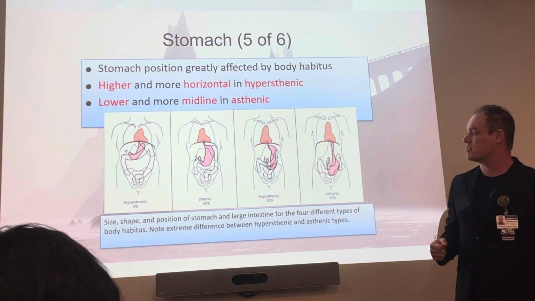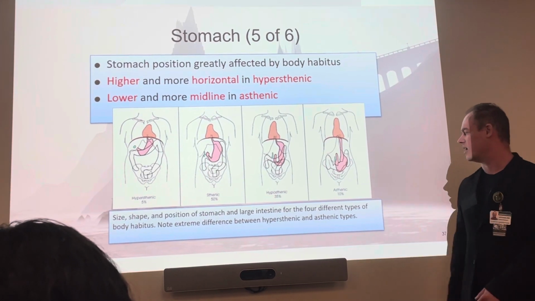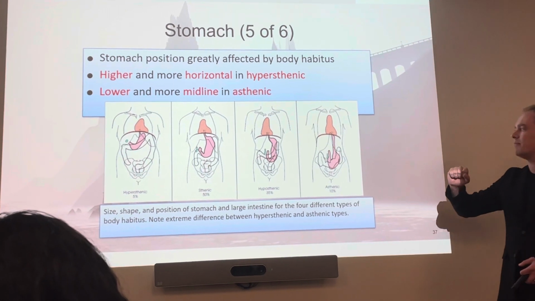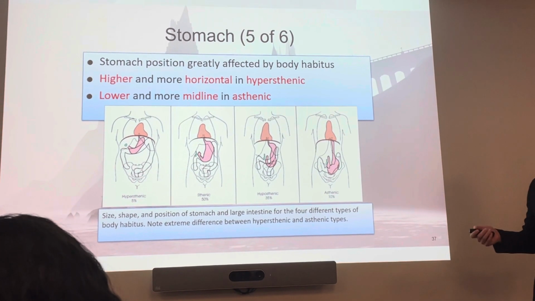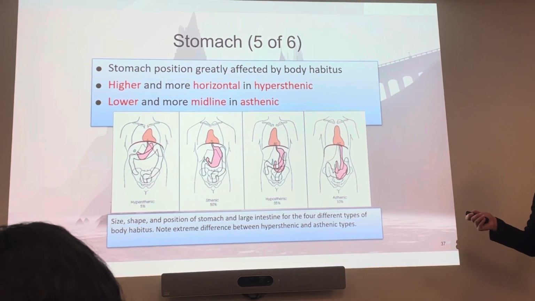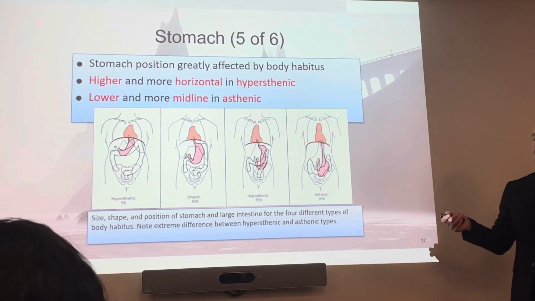Hypersthenic being the rarest, that's going to be our very large patients. That's going to be that more horizontal, widened shape. Also, what else do you notice is changing location in that picture? See that little green dot? Gallbladder. That's the gallbladder. There's the average location between these two. Look how low it gets on the asthenic patients, quite low. And then the hypersthenic is a little bit higher.